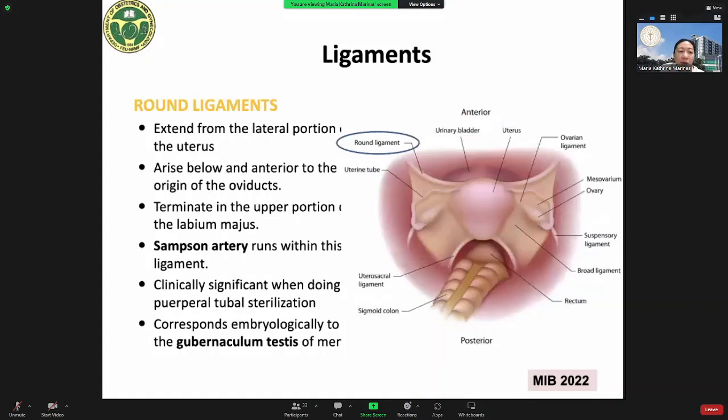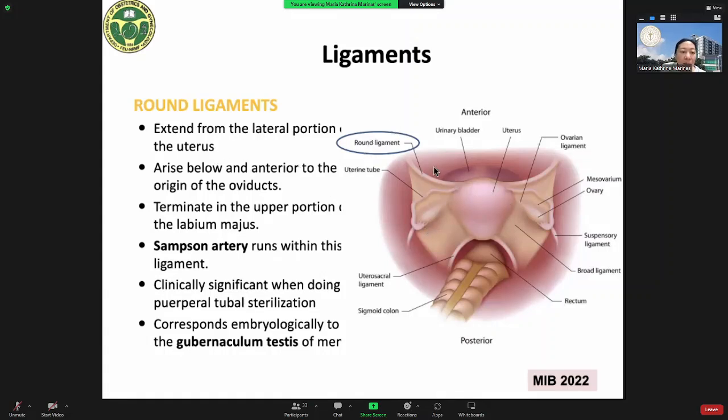So what are the supporting structures of the uterus? There are several ligaments which extend from the lateral surface of the uterus towards the pelvic side walls. These include the round ligament, the broad, and the cardinal ligaments. The round and the broad ligaments actually do not provide substantial uterine support, in contrast with the cardinal and uterosacral ligaments.